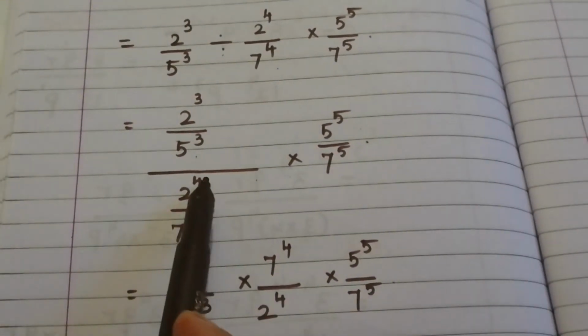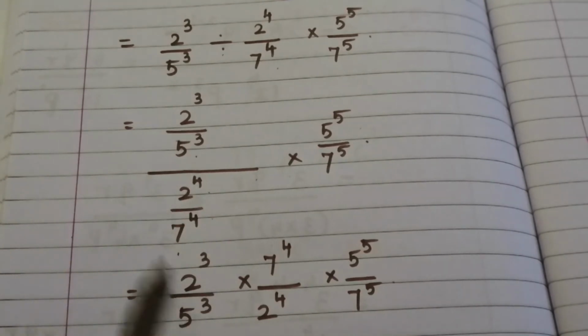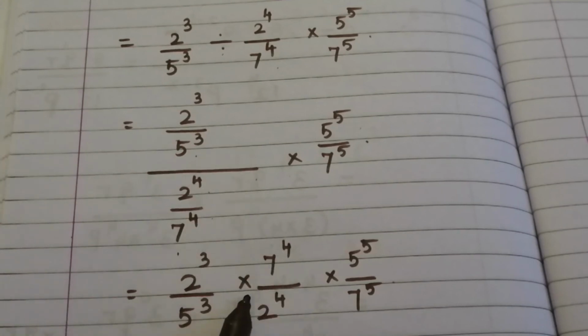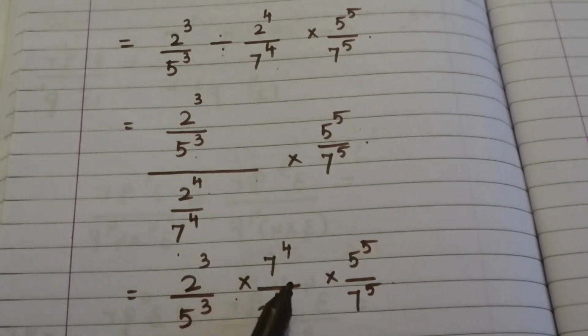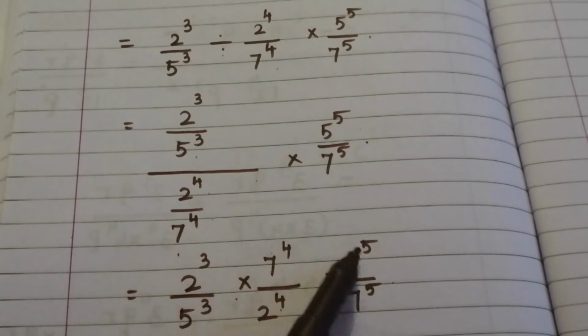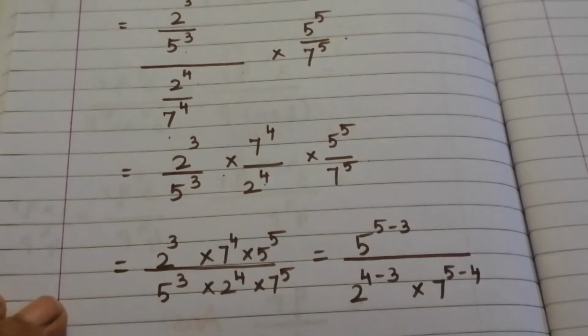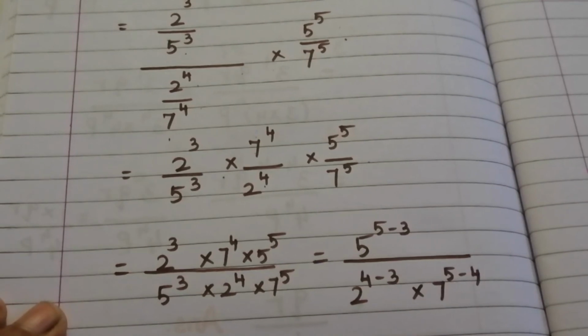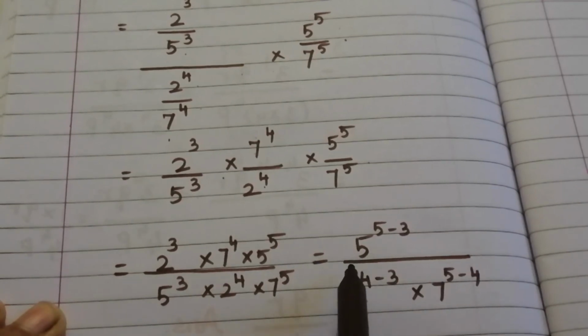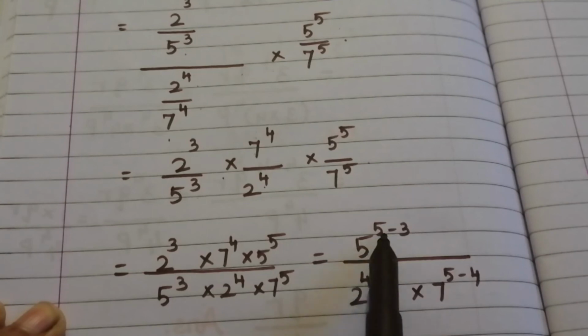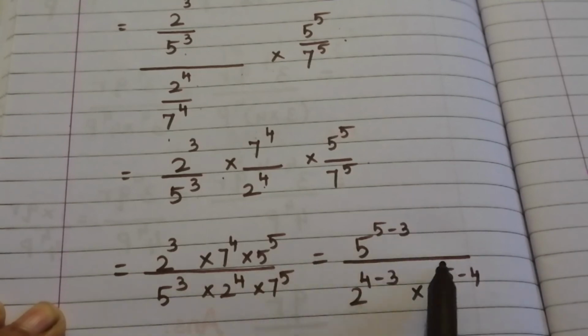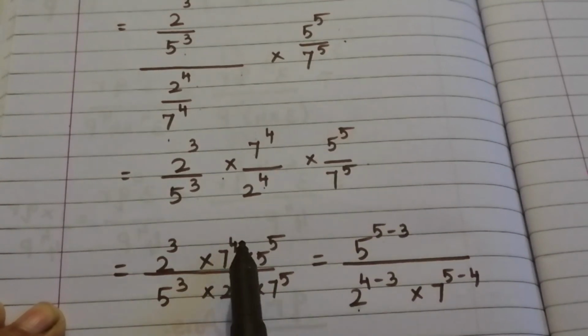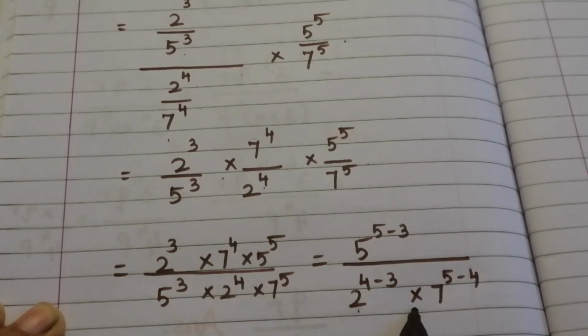So in division part we have a fraction. So we have to write this as the inverted one with multiplication symbol. So 2 power 3 divided by 5 power 3 into 7 power 4 divided by 2 power 4 into 5 power 5 divided by 7 power 5. Once again you apply the laws. So we get 5 power 5 minus 3 divided by 2 power 4 minus 3 into 7 power 5 minus 4.